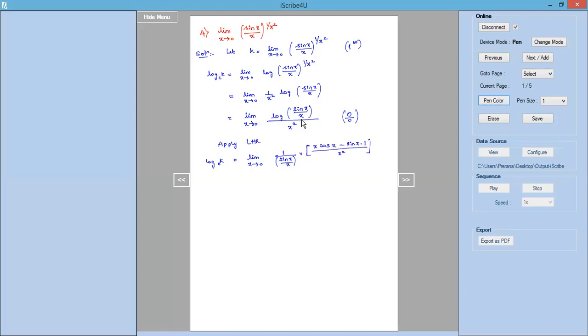It is nothing but the u by v rule: v into the differentiation of u minus u into the differentiation of v, the whole divided by v square, and the whole divided by the differentiation of x square, which is 2x. By the chain rule concept, we have got this sin x by x differentiation in the quotient form. Otherwise, for L'Hopital rule, we usually differentiate the numerator and the denominator separately.